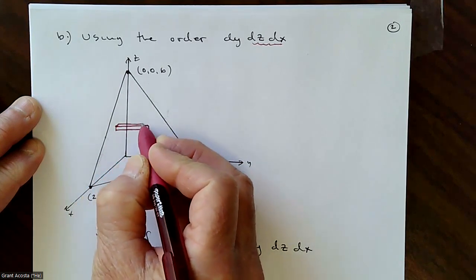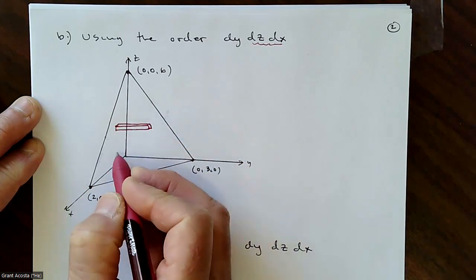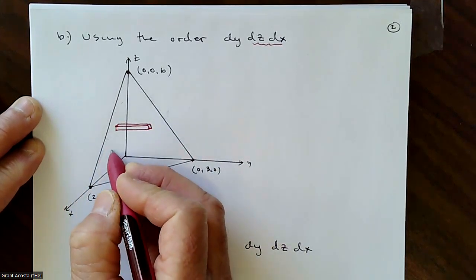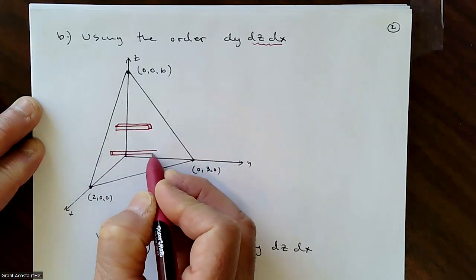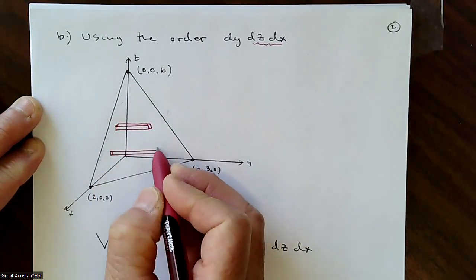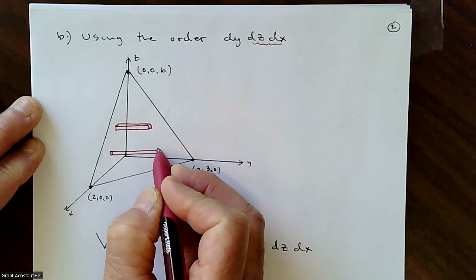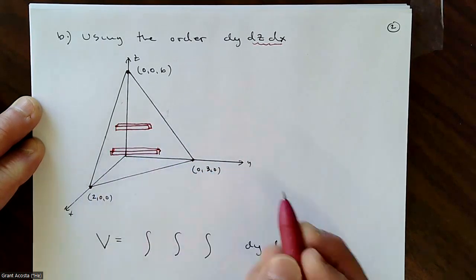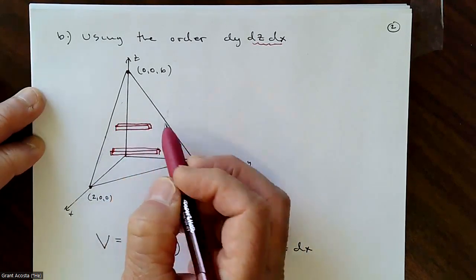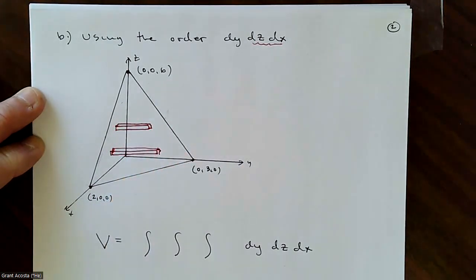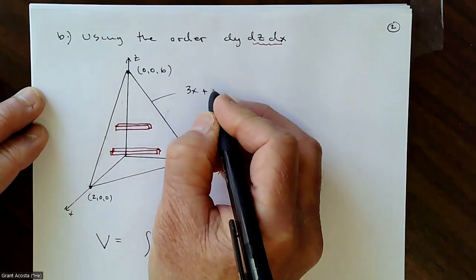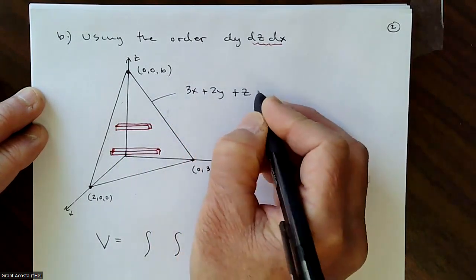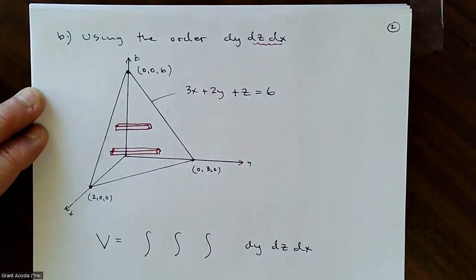Let's call it a column like this. And a whole bunch of columns throughout the region, whose lengths depend on where they hit the surface. That's supposed to be a column. Okay, so let me get the equation. Remember, the equation of this one was 3x plus 2y plus z equals 6.